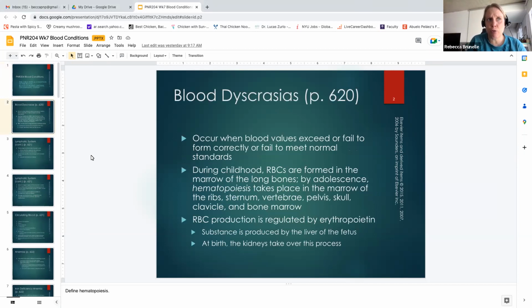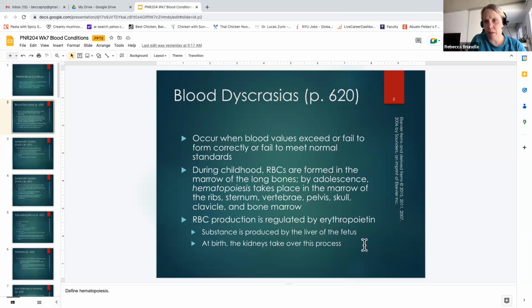Red blood cells are formed in the bone marrow when we're younger children. It's really just the marrow in the long bones that produces the red blood cells, but that starts to change as we get older, and other bones in the body start producing red blood cells. And this hormone here, erythropoietin, is a hormone regularly produced by our body, and it regulates the production of red blood cells.